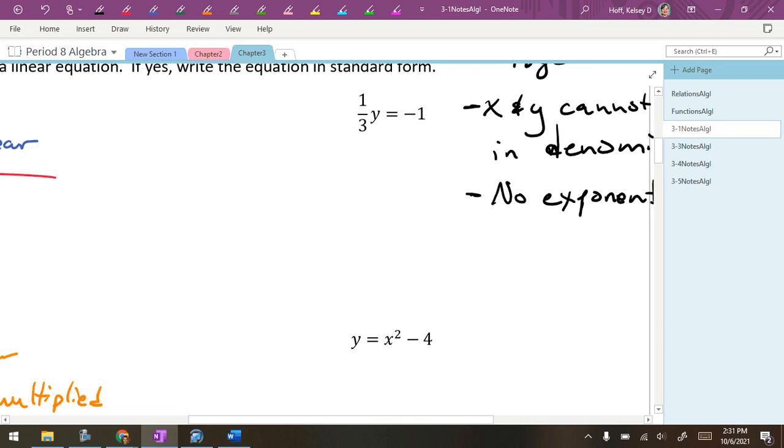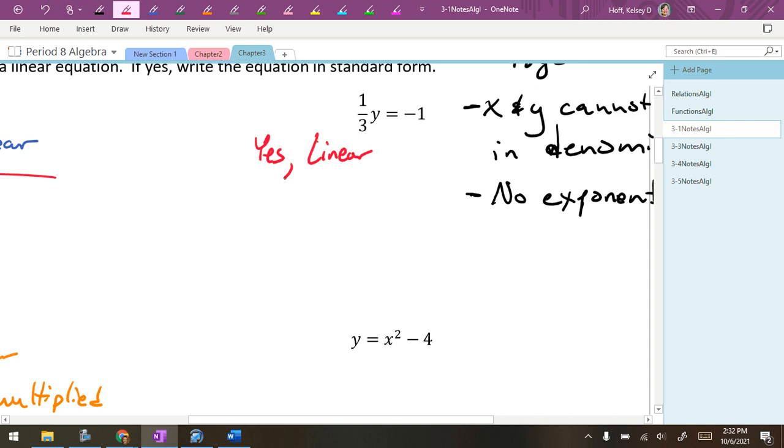1/3 y equals -1. Is that linear? No? Why not? But does it say you have to have x? It just says x and y can't be multiplied together. I don't think they're multiplied together. It says y can't be in the denominator. Technically, y is over 1 right now, right? So we're good there. And we can't have an exponent greater than 1. This is linear. You don't have to have an x and a y.